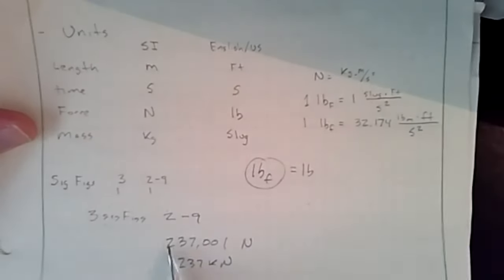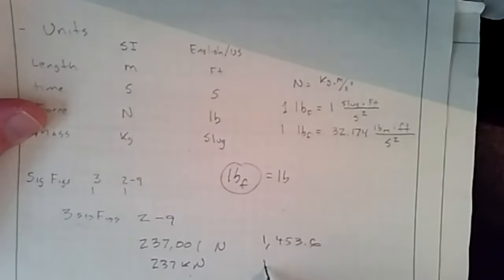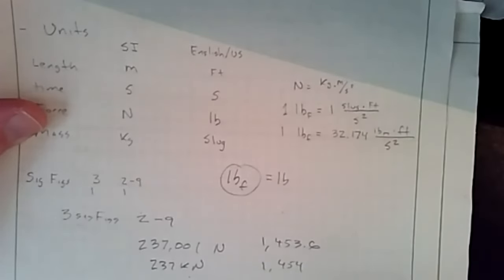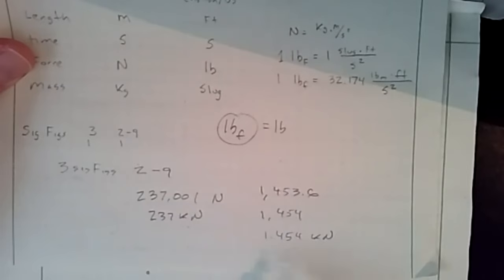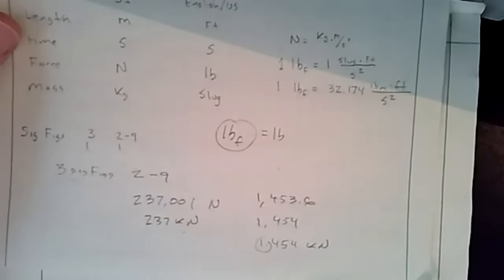If I had a number that starts with a 1 instead of a 2 through a 9, like say 1453.6, then I would simply round that to 1454 in my final answer, or 1.454 kilonewtons if that were newtons. The idea is that you have four significant figures because it leads with the 1. Here you only have three significant figures when it leads with a 2 through a 9, okay? That's the standard that we've used in statics, and if you're an ME, it'll be in your other classes also. Okay, so that's all you need for that.